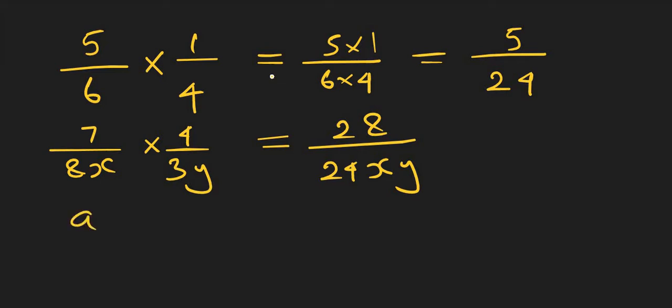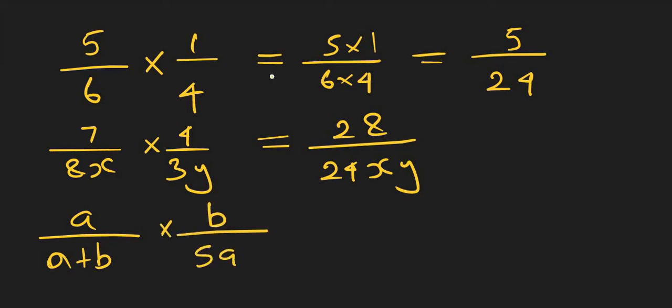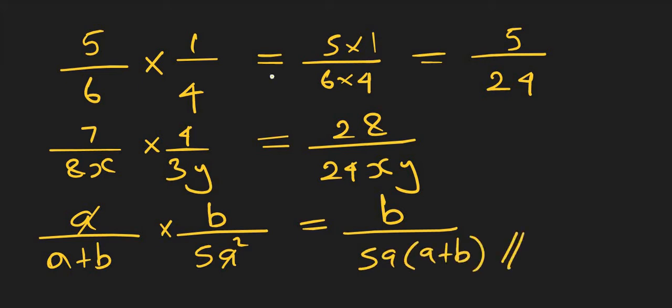Consider this example: a divided by (a + b) multiplied by b divided by 5a squared. In this case, a and a can be cancelled off, leaving 1 under 5a. Therefore, our answer is b into 1 is b, over 5a into (a + b). So the learning point is, multiplication rules that we applied for normal fractions are equally applicable for algebraic fractions.